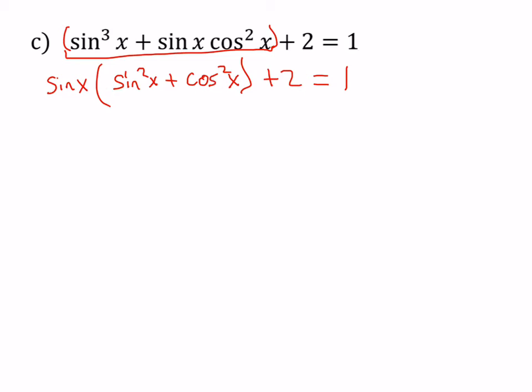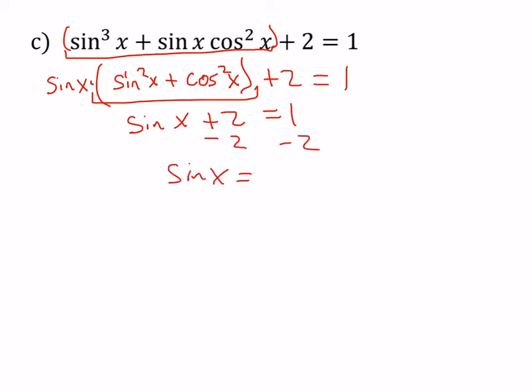Sine squared plus cosine squared, that's just worth 1. So this is sine x times 1, which is just sine x. So right away, a lot of it just disappears because it's sine x times 1, and this whole bit here is worth 1. Okay? So minus 2, sine x equals negative 1.